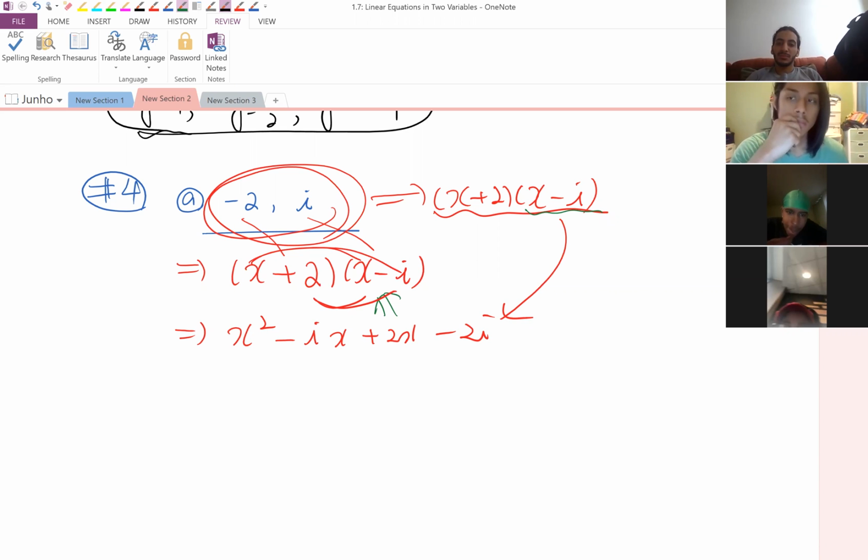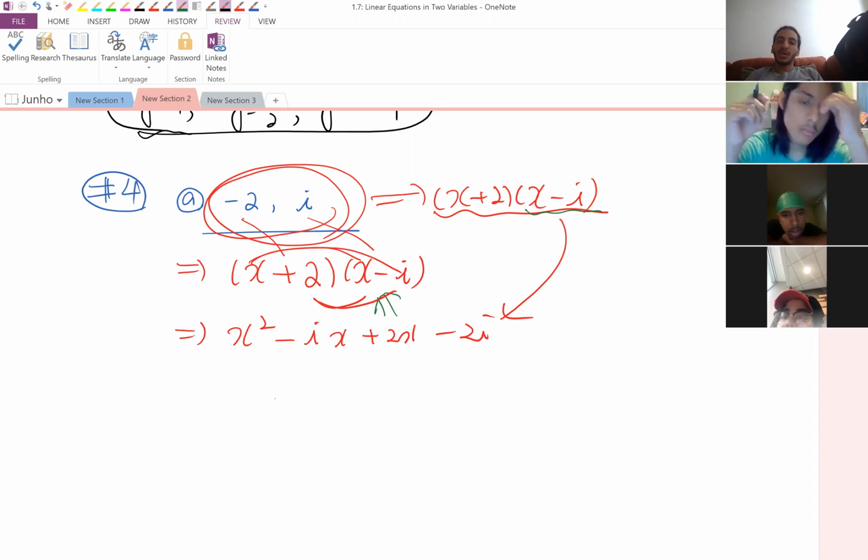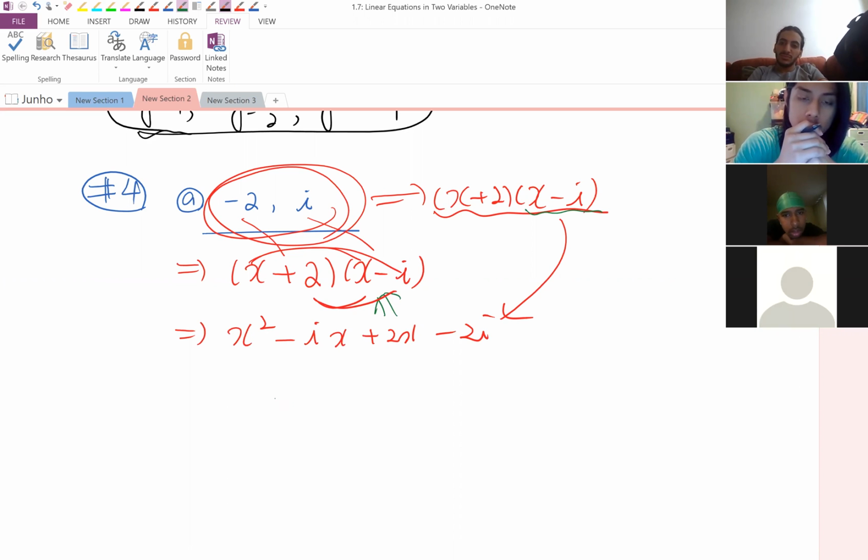You can add ix to both sides. No, then we still have i because it becomes ix squared minus i squared x plus 2ix minus 2i squared. So we still have i. We need to get rid of i. Don't we multiply by -1? You can take the square root. We cannot, because if you do x minus i squared, then the i also exists. So we shouldn't have i here. Can we just multiply by -1?